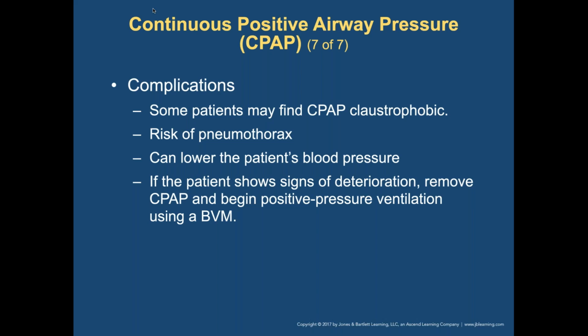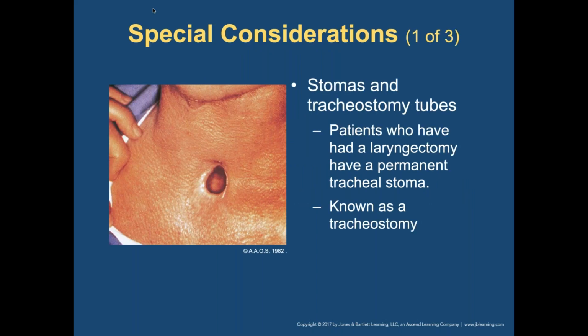Due to the high volume of pressure generated by CPAP, pneumothorax is a risk. You do run the risk of popping a lung with these. High pressure in the chest can also lower their blood pressure, just like we talked about with the BVM. If the patient shows signs of deterioration, remove the CPAP and begin positive pressure ventilation using a BVM with oxygen. Basically, the CPAP is a BVM alternative for a conscious patient. If they go unconscious, you're just stuck.